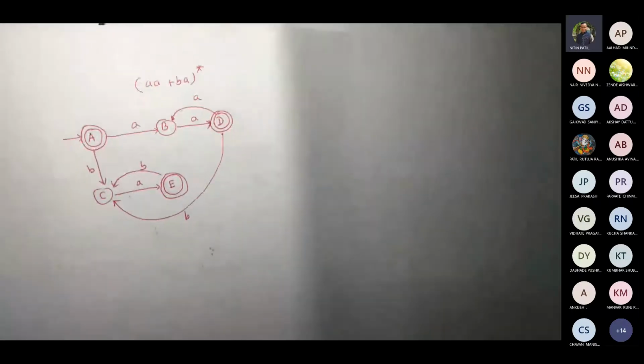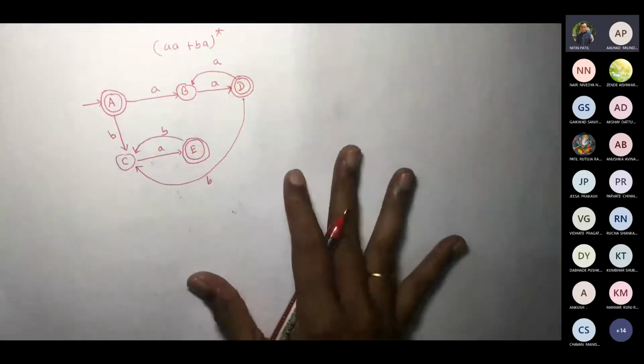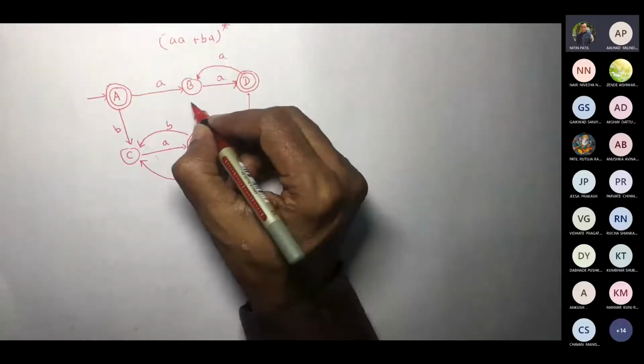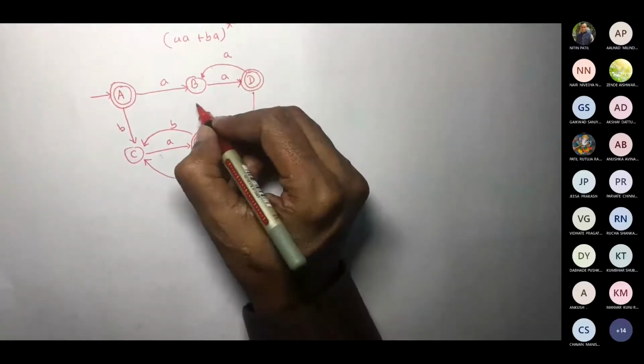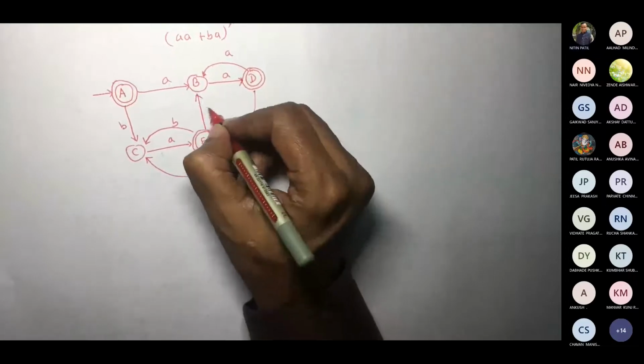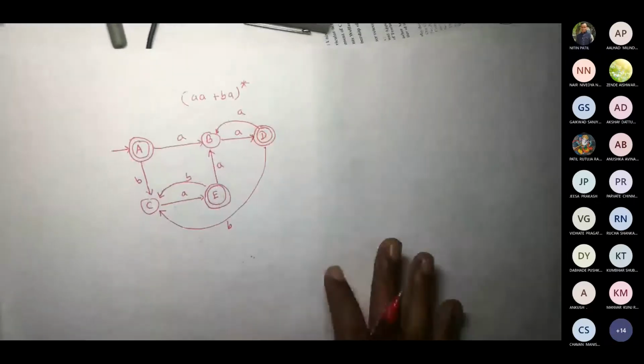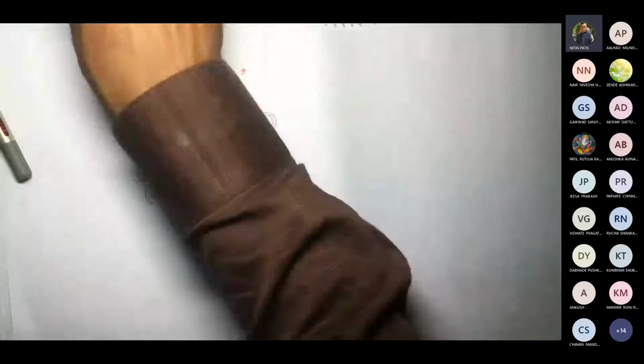Am I right? Check this one. Is this correct? From E to B for A. E to B, yes. Yeah, good, fine. Okay, now let us take this example.